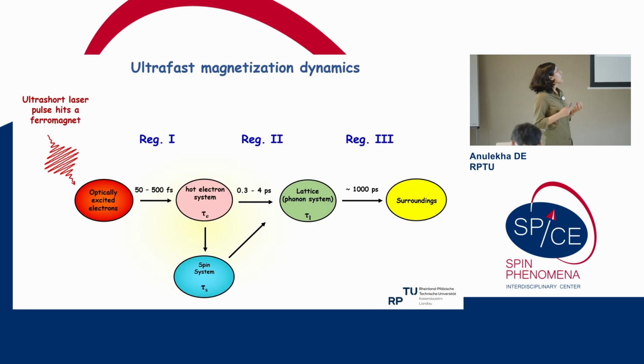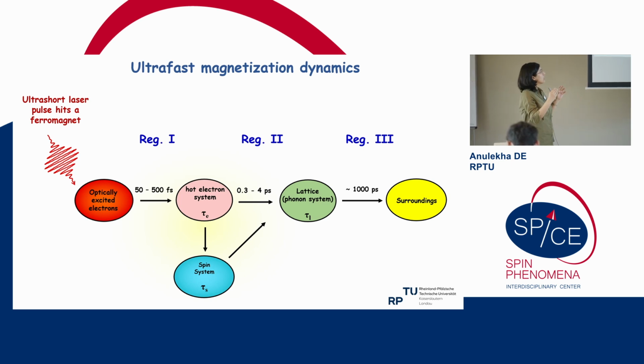Let's first talk about ultrafast magnetization dynamics. What happens when an ultrafast or ultrashort laser pulse hits a ferromagnet? First of all, the electrons are excited above the Fermi level. And when the electrons are excited, the excitation is transferred to the spins. So the spin system is also excited, and we have a system of hot electrons and spins.